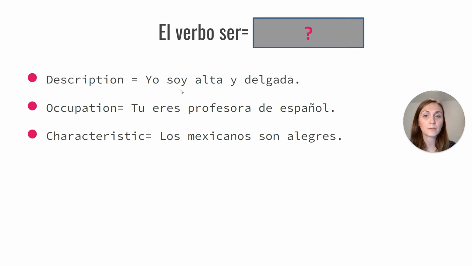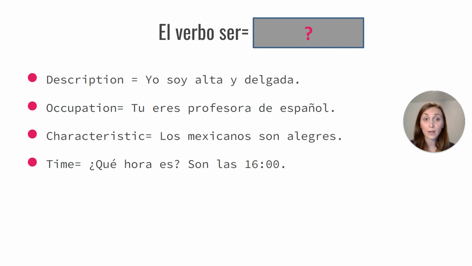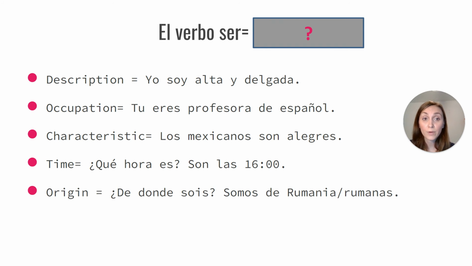So with description, I'm looking at someone or at something and I see how that person or thing is. With characteristic, I talk about facts, or things that are generally true. All right. With time, ¿qué hora es? Son las 16 horas. Origin, ¿de dónde sois? Somos de Rumanía. Somos rumanas. Origin, nationality, okay.